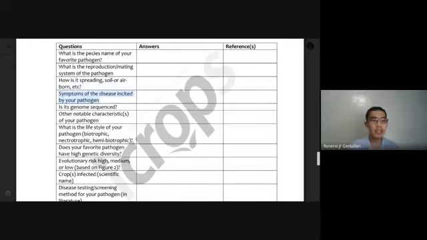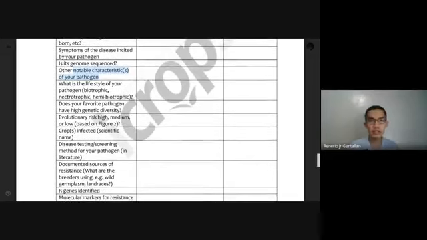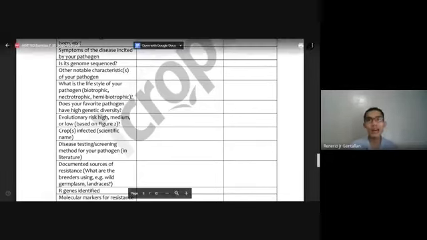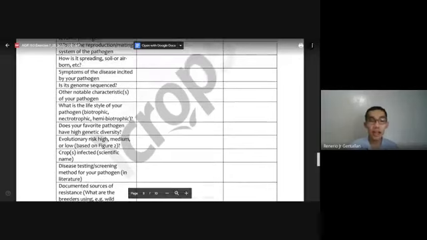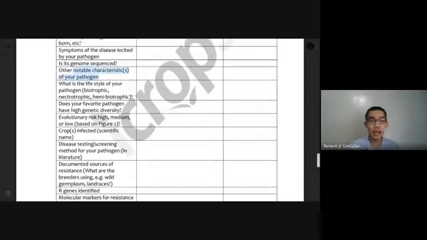Symptoms of the disease incited by the pathogen, and the pathogen's genome sequence. Other notable characteristics of the pathogen: here you can place notable characteristics, such as that it brought particular economic damage at a certain time of the year or season, and so forth. Any significant or salient feature may be placed in this question. What type of lifestyle does the pathogen have? Is it biotrophic, necrotrophic, or hemibiotrophic?